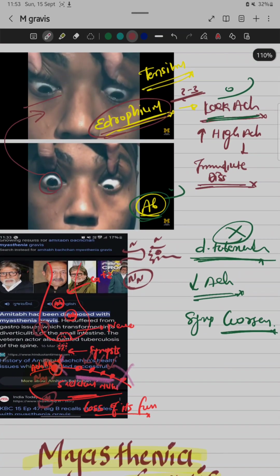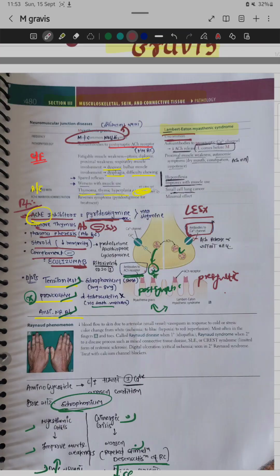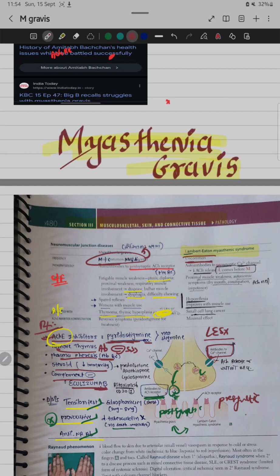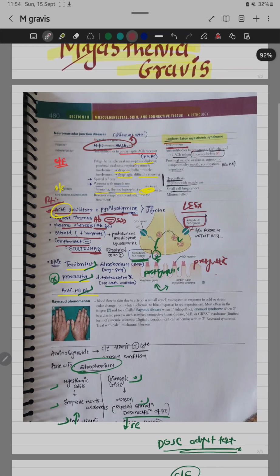So this is myasthenia gravis, this is the Tensilon test, and this is a famous personality, Amitabh Bachchan, who got the diagnosis of myasthenia gravis. Okay, so this is how it works, the diagnosis, treatment and all.